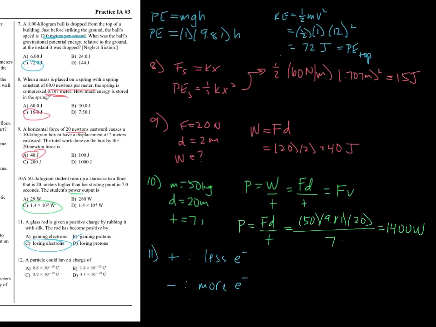So number 12 then, a particle could have a charge of what? We have to keep in mind possible charges have to be whole number multiples of the elementary charge, which is this number, 1.6 times 10 to the negative 19 coulombs. This is in the reference table, equal to e. Do not confuse it with the electron. The electron is e to the negative, and the elementary charge is just e. So we're looking for whole number multiples.